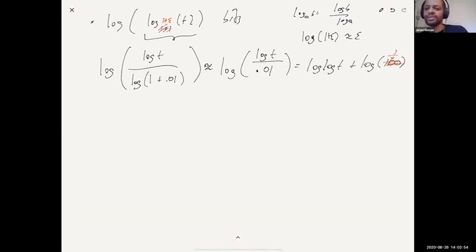There's going to be another extra term because it's a randomized algorithm. There's going to be a dependence in the memory on the failure probability as well. Okay.